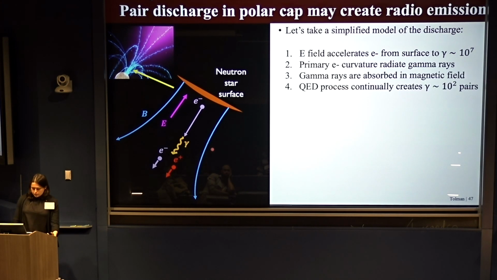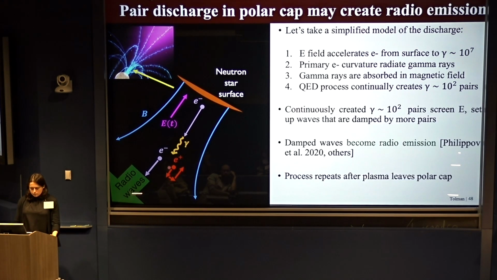These gamma rays will be absorbed in the magnetic field, and a QED process will continually create lower energy pairs. These lower energy pairs will be very strongly affected by the electric field, and they'll attempt to screen it. Depending on the sign of charge, the pair will either get dramatically accelerated in one direction or it'll get turned around. This process will attempt to screen out the electric field, and it will overshoot, and it will set up waves that are damped by more pairs. These damped waves might become radio emission, which leaves the plasma, schematically shown in this green arrow. This process repeats after the plasma leaves the polar cap. You'd have this continual formation of plasma waves, and then it would clear out, and then it would start again, and you'd see radio emission on Earth.